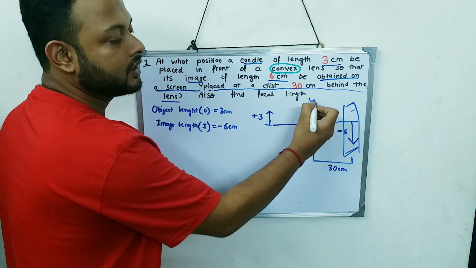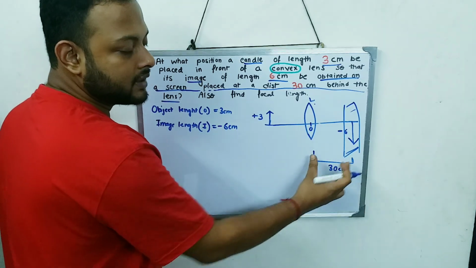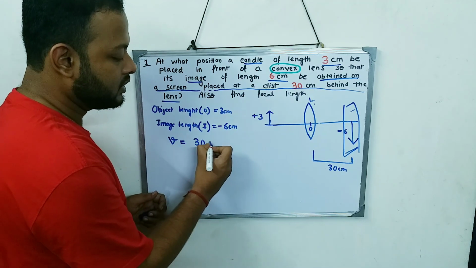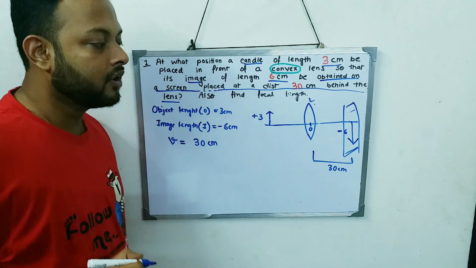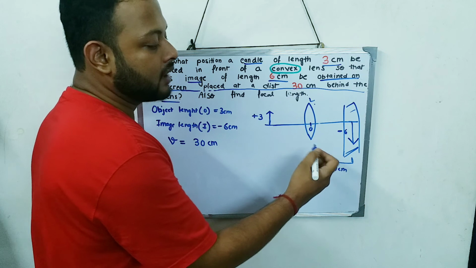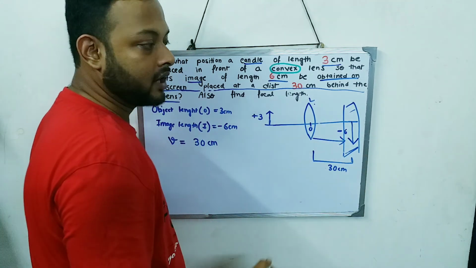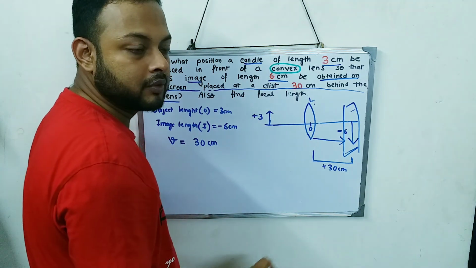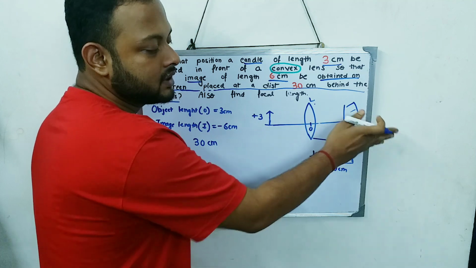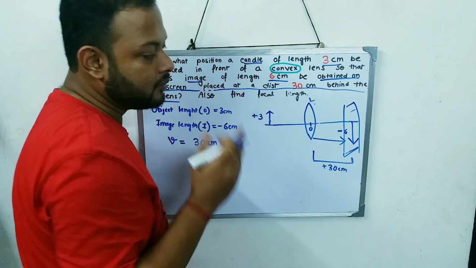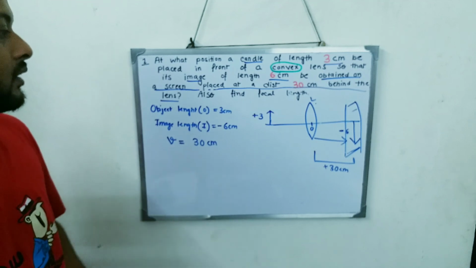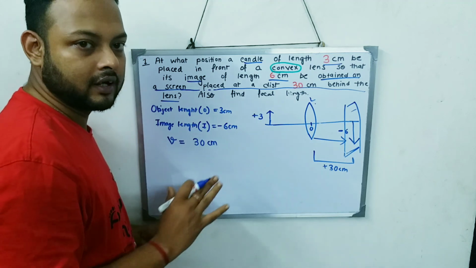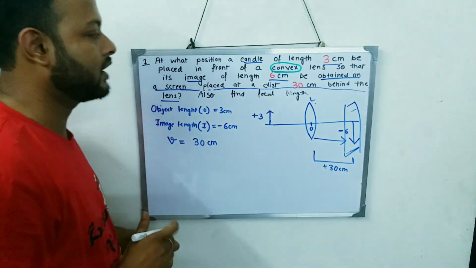If this is my lens, behind the lens, so this is by 30 centimeter. So I will say image distance is equal to 30 centimeter. Now, to measure the image distance, I will go in this way, and my incident ray is also in this way. So that will be plus 30, because my incident ray and my image distance are in the same direction. So V is equal to 30 centimeter.